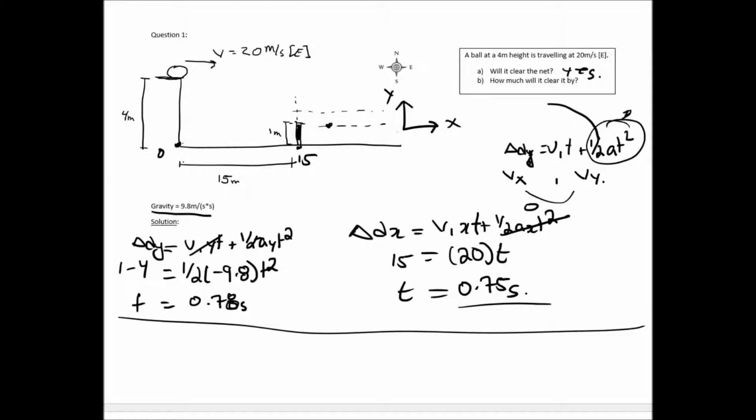How much will it clear it by? Well, we just put this time into this equation and solve for the displacement. Let's call this d1, and whatever the height is going to be, I'll put a point here, d2. So we have delta dy equals v1y t plus 1/2 ay t squared. Delta d will be d2 minus d1. So d2 is some unknown value, minus d1, and I'm just going to bring it to the other side. This is 0, so we're going to have 1/2 times minus 9.8 times 0.